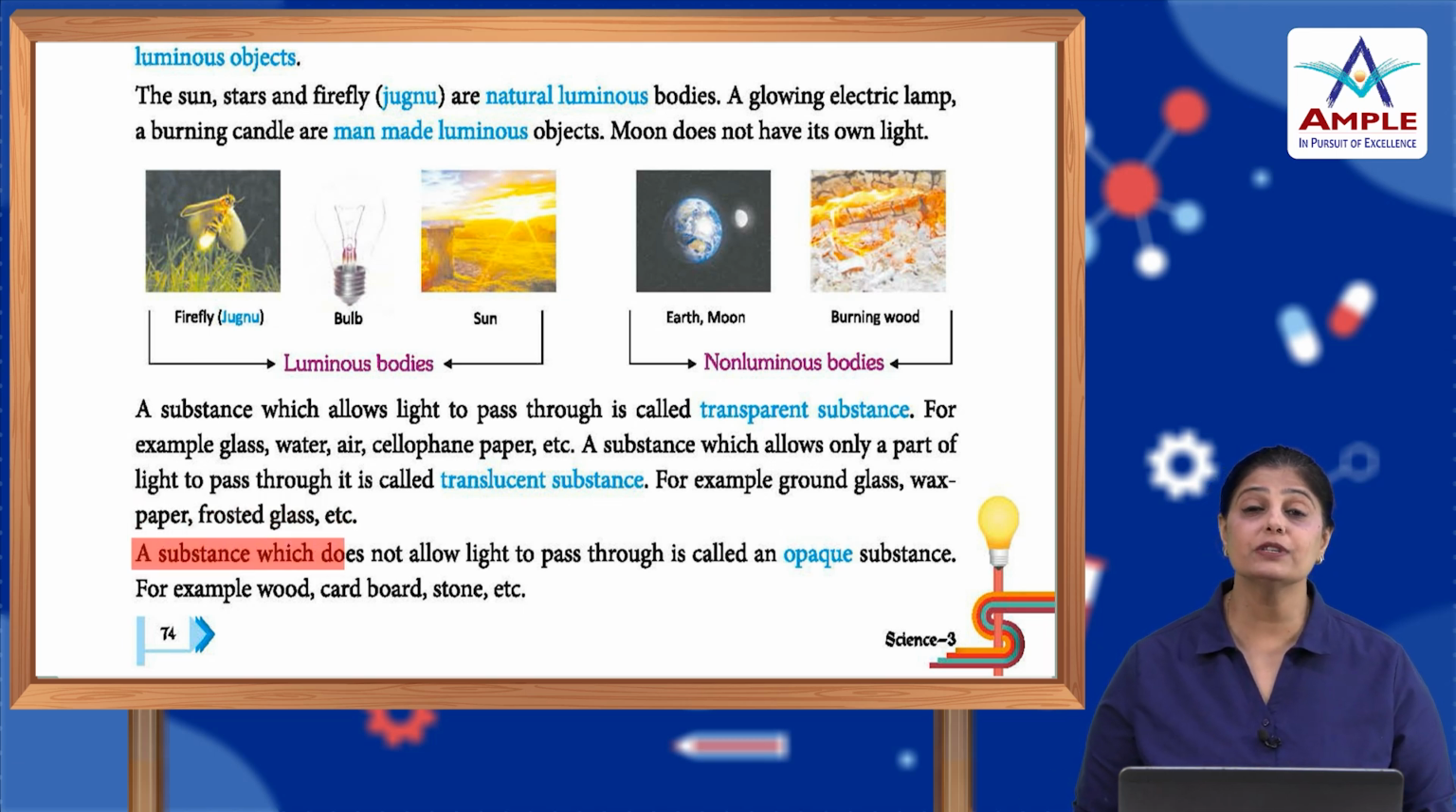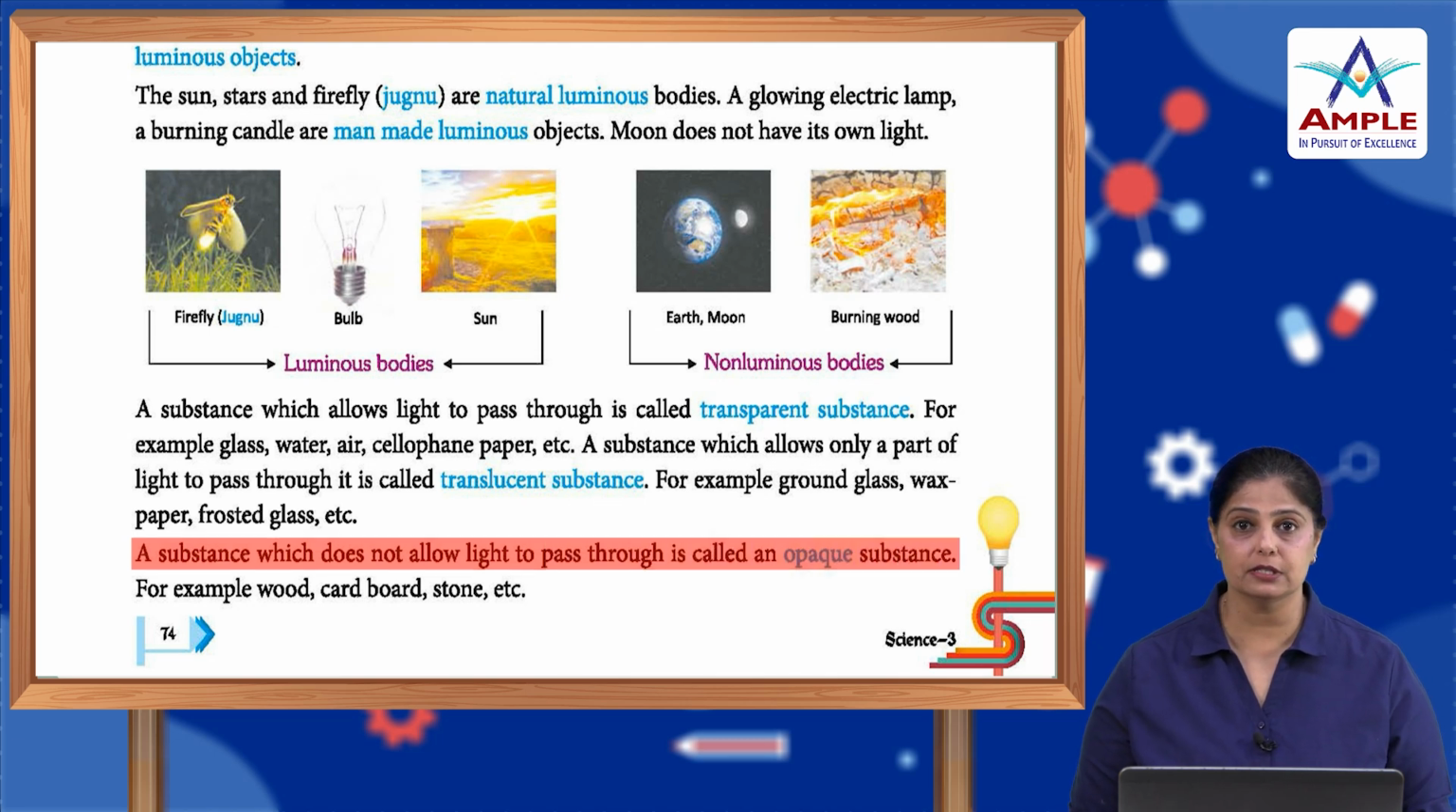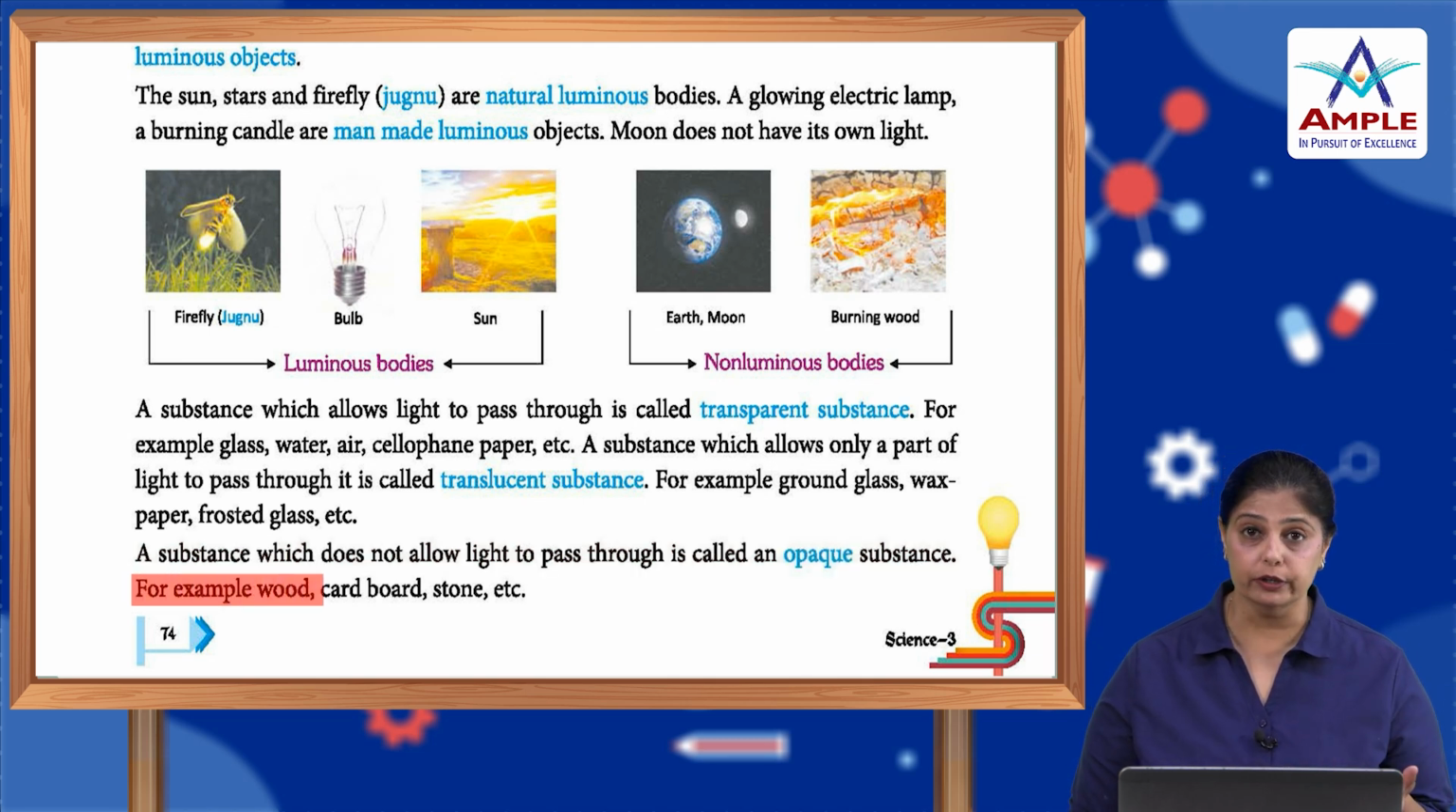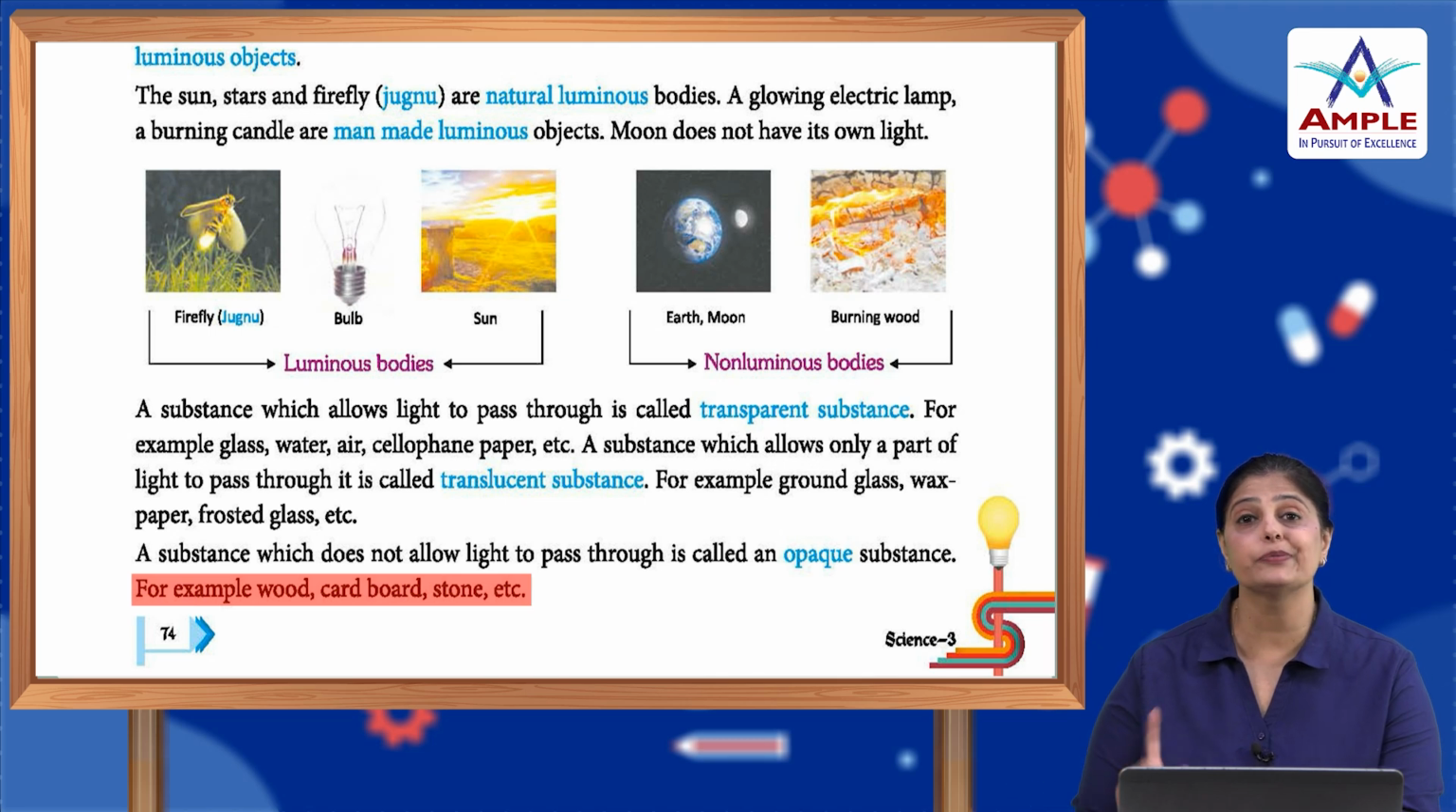A substance which does not allow light to pass through is called an opaque substance. Any substance which does not allow any light to pass through it is known as an opaque substance. For example, wood, cardboard, stone, these are all opaque substances. So, transparent means the substance through which the light passes, and you can see it clearly. Translucent is where it is partial, or a blurred image is what you get. And opaque is where the light is not allowed to pass at all through these objects.